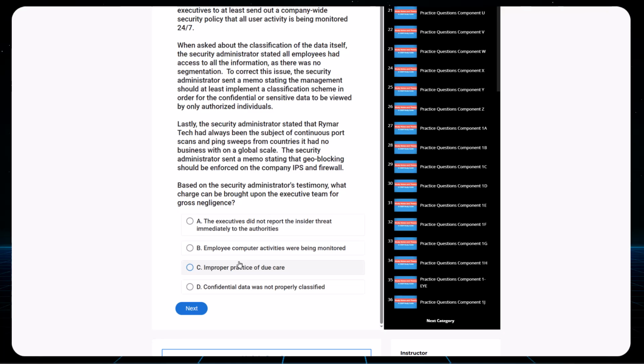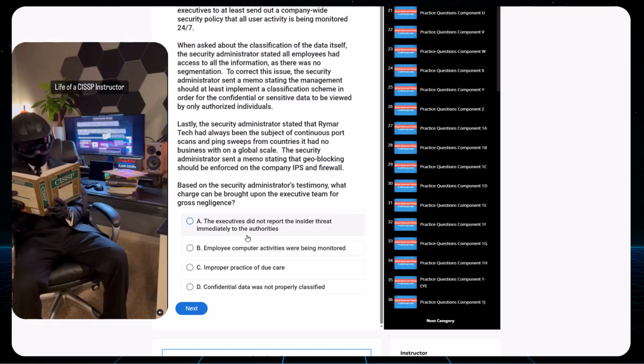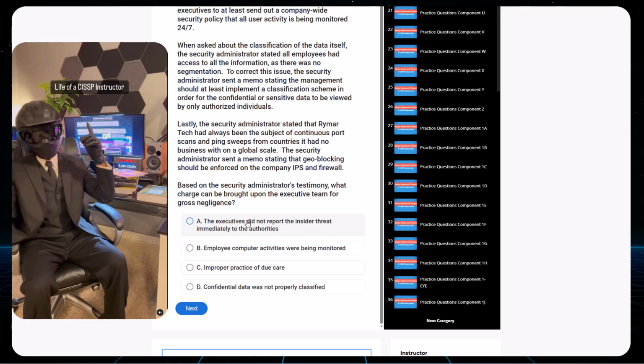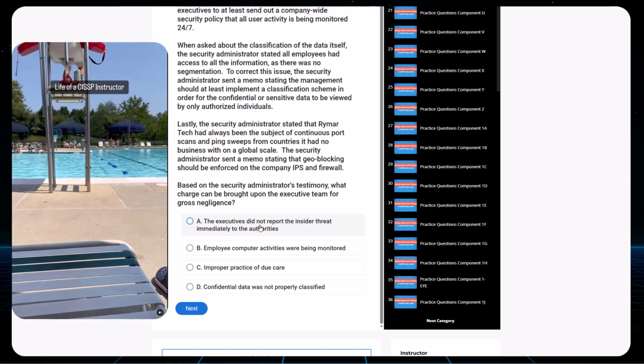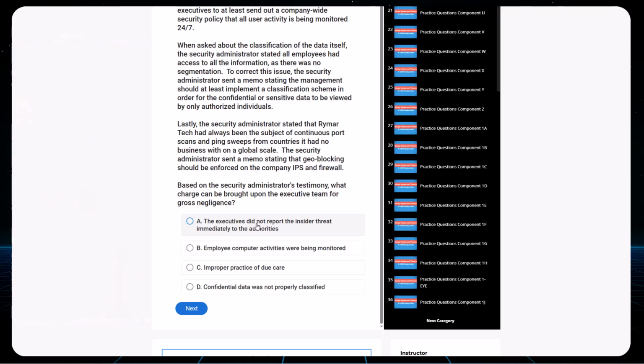So you want to look for something that is an actual law term. There's an actual legal thing that you can bring on the senior manager, to be used in a court of law. You're not going to accuse the executives of insider threat. As for not reporting the insider threat immediately to authorities, you say that stuff to the FBI or a law enforcement agency, not in a court of law, not in a formal trial. Choice B, employee computer activities were being monitored. Again, not legal enough.